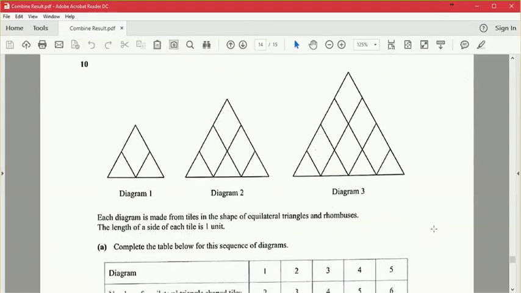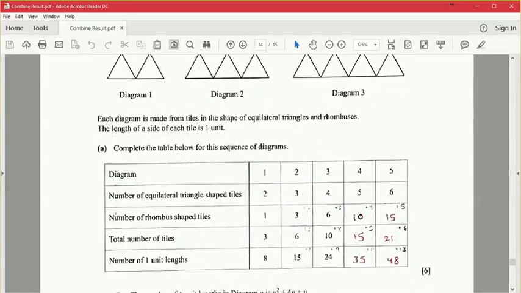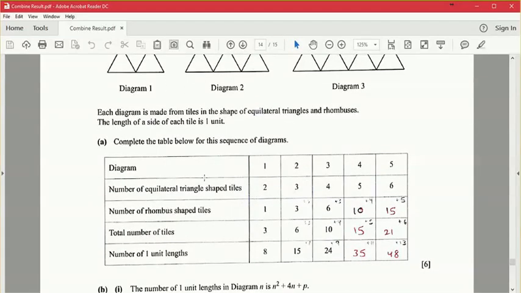For question 10, you see here each diagram is made from tiles in the shape of equilateral triangles and rhombuses. The length of a side of each tile is 1 unit. So this one is 1 unit, this one is 1, here 1. All the sides are 1 unit. And you have this table here. Complete the table below for this sequence of diagrams.